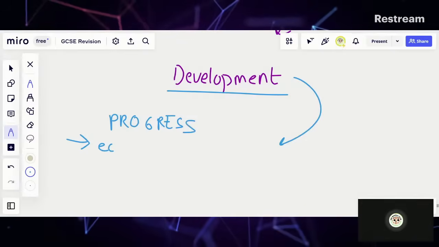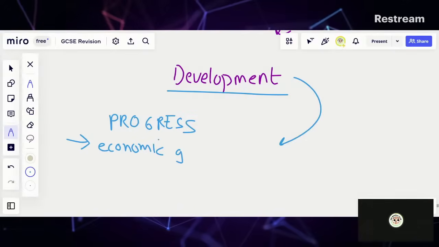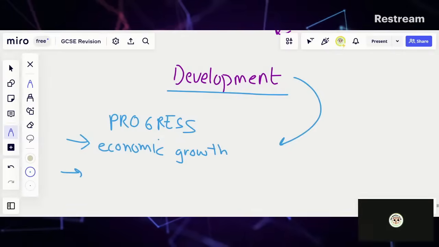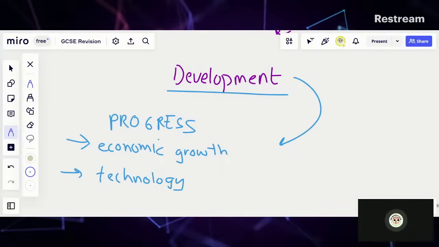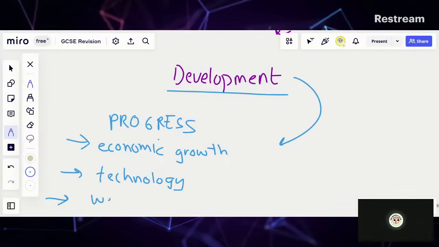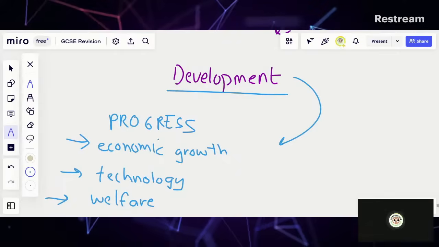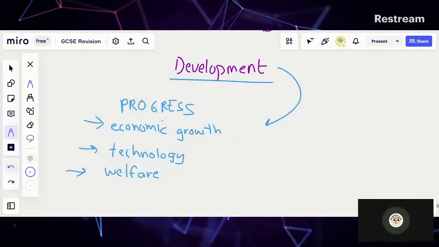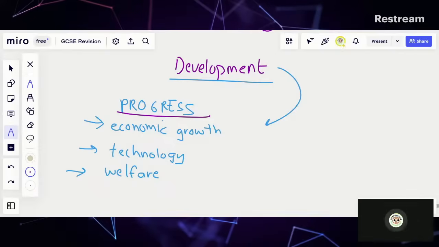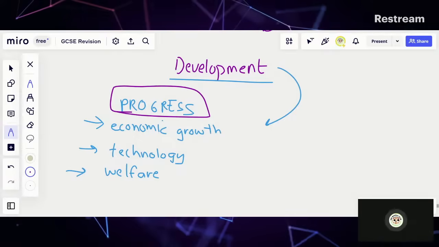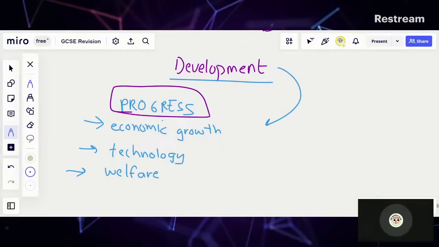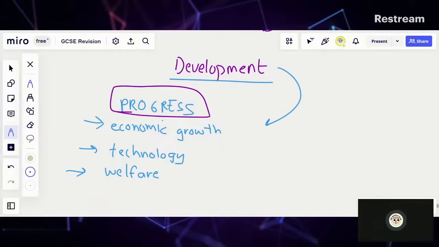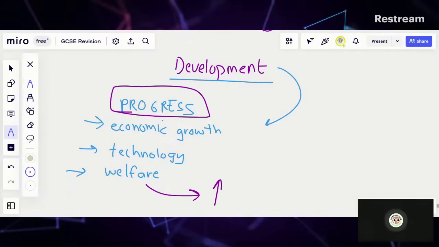The progress of firstly the economic growth, the progress of the technology, and the progress of the welfare of those living in that country. So it's not necessarily limited to just economic growth, it's all of these three factors: economic growth, technology usage, and the welfare of those living in that country. So when a country develops, it basically gets better for the people living there. So the welfare directly links to improving the quality of life for people.